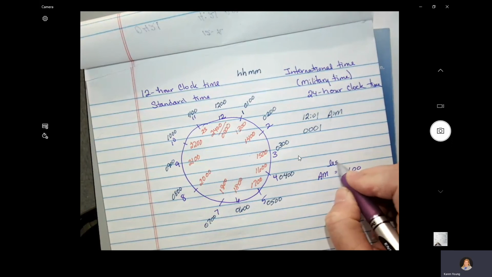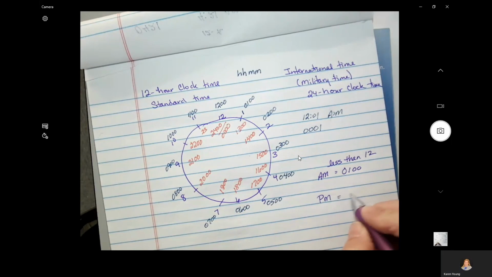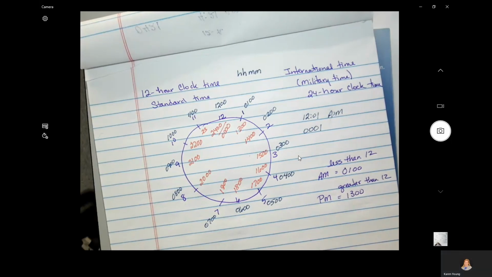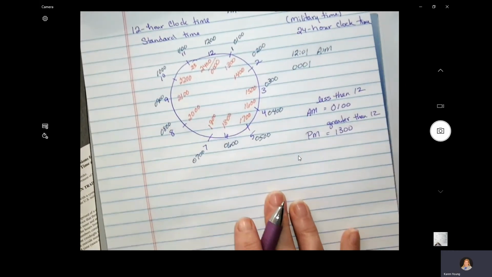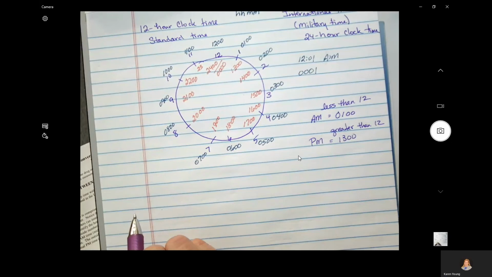So the key points to remember: AM is like 0100, it's less than 12. PM is like 1300, it's greater than 12. For PM, we're adding 12. We're going to talk mostly about the international time.